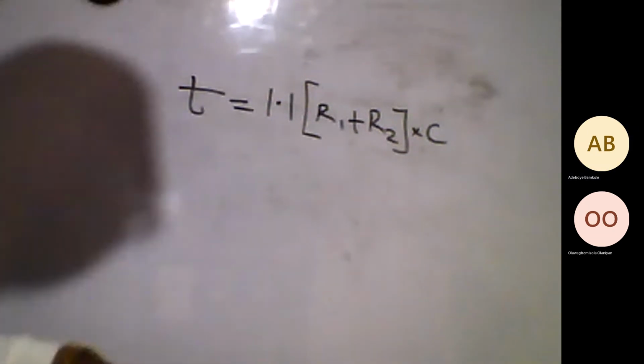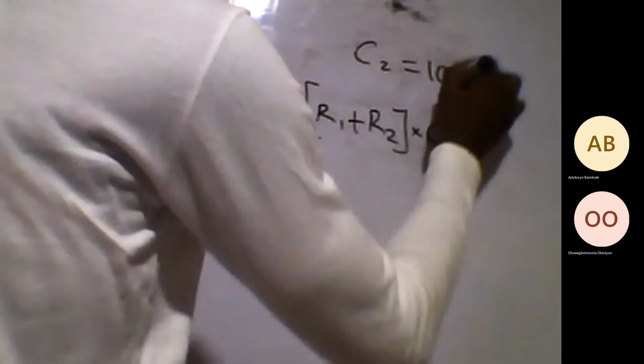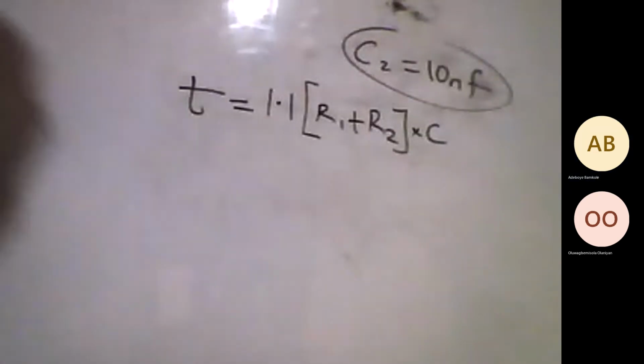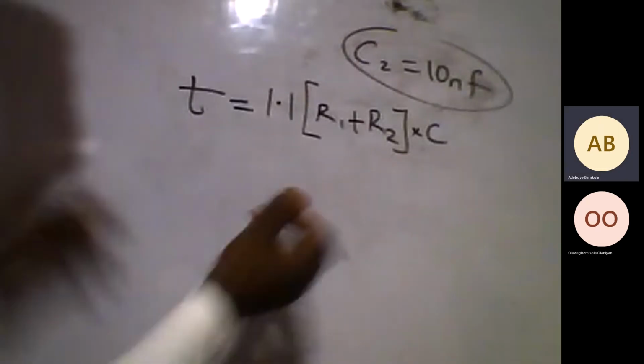So most times you can put a value for C2. You can put C2 equals 10 nanofarad. It just provides stability. It's inconsequential. It should still work without that, but it may not be stable.